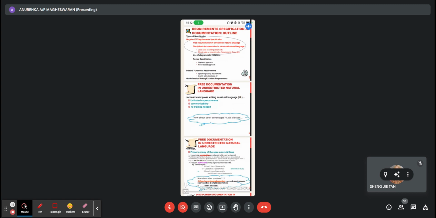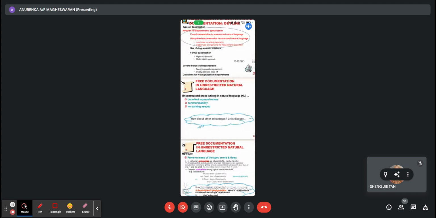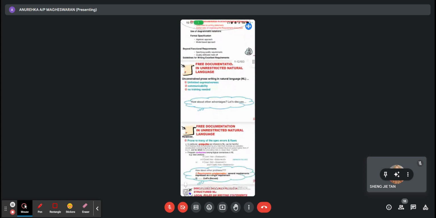Then number 2 is disciplined natural language, disciplined documentation, which is using structured natural language. That's the very common one. We use it most of the time, together with graphical notation. So usually, even for your final year project or whatever assignment, requirements are written using two methods, the second and the third: disciplined documentation, which uses structured natural language, and graphical notation.